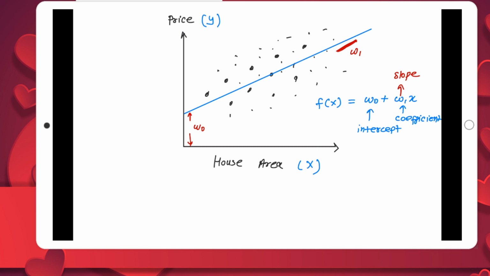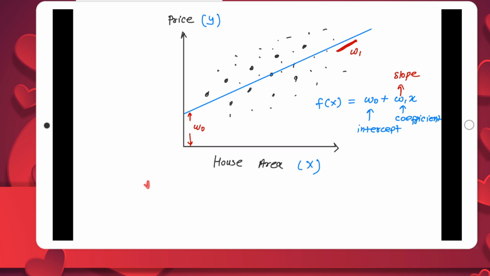When there is no slope, if it is just a straight line like this, then W1 will be 0. And when it is completely a vertical line, then in that case W1 will be infinite. So in general, these two cases don't happen. So either the slope is positive or the slope is negative. So this makes a positive slope, and this one is a negative slope.